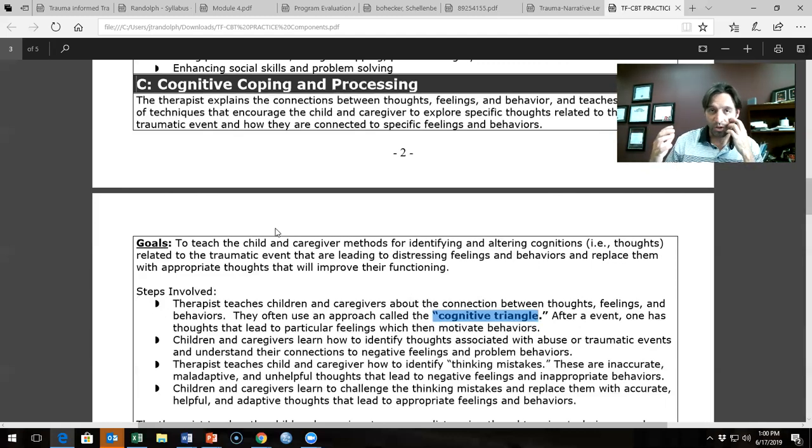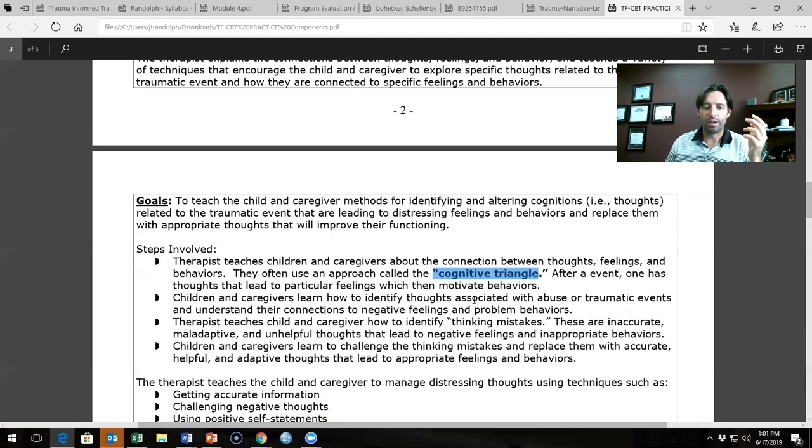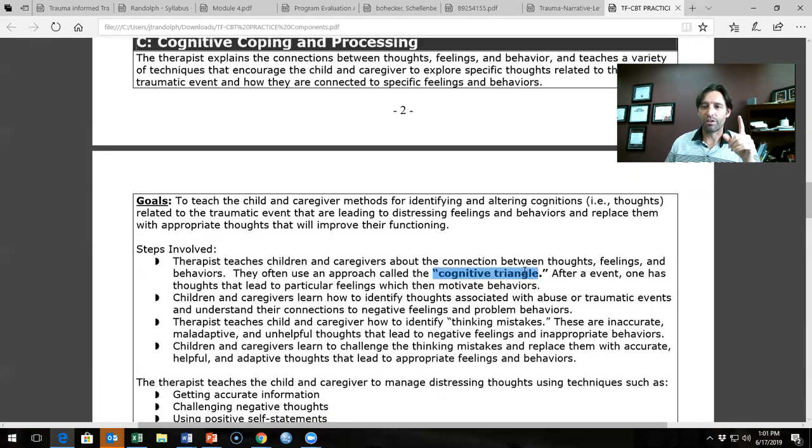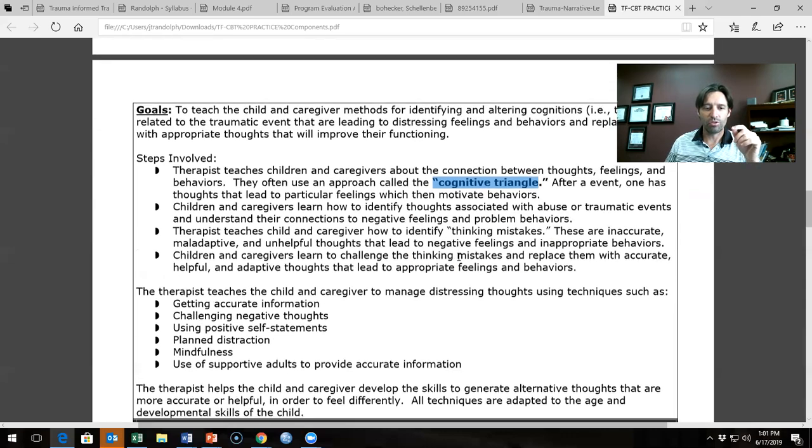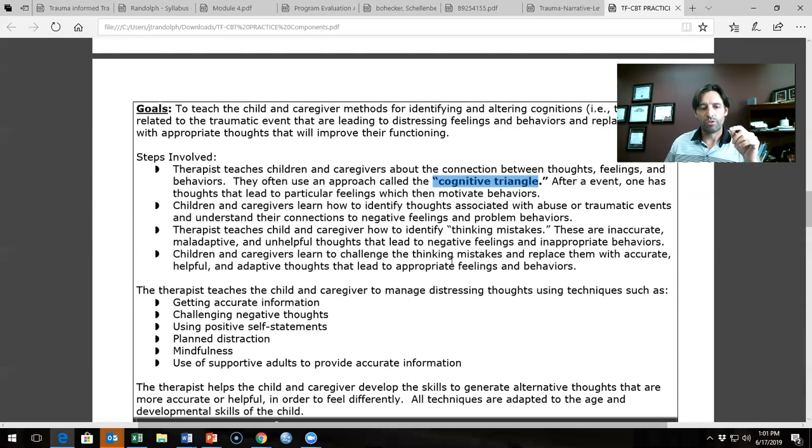Then the child might cry, hit, or go hide, and it helps them connect the dots between thoughts, feelings, and behavior. That's really basic cognitive behavioral therapy. You get into the cognitive triangle. I've got a handout that I'm going to share with you. Again, this is where you start to challenge negative thoughts and use mindfulness.